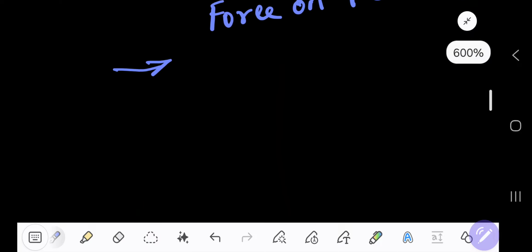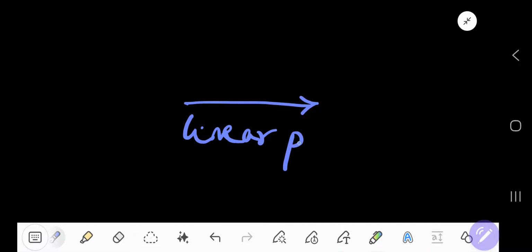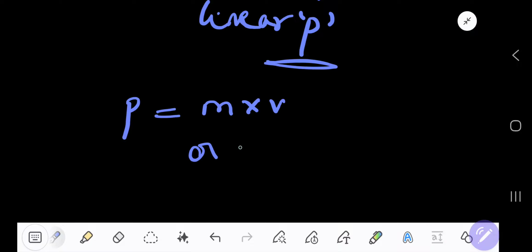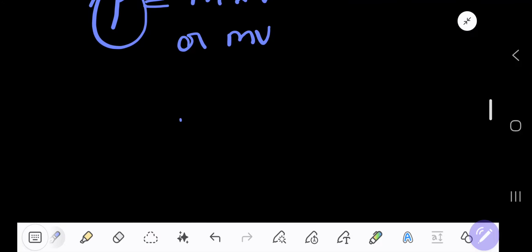So before you understand this law, obviously you need to know what momentum is. Linear momentum, which is what we're talking about here. We represent momentum by the letter P, and it is the product of the mass and velocity of the body. So momentum equals m multiplied by v, or mv. The expression which we use to find momentum is P equals mv.